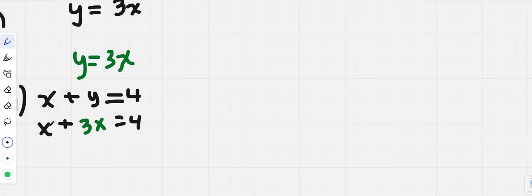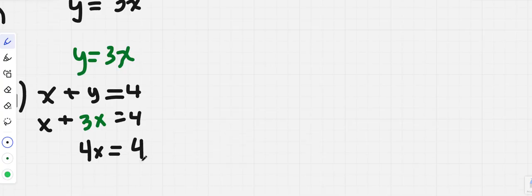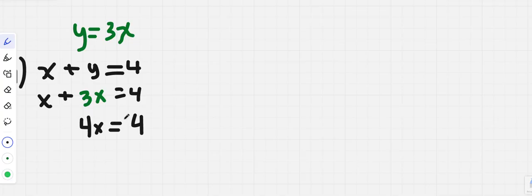First, we combine like terms. x plus 3x equals 4x. And 4x equals 4. To get x by itself, we do the opposite operation. 4x means 4 times x. So now we've got to divide by 4 on both sides, and we're left with x equals 1.